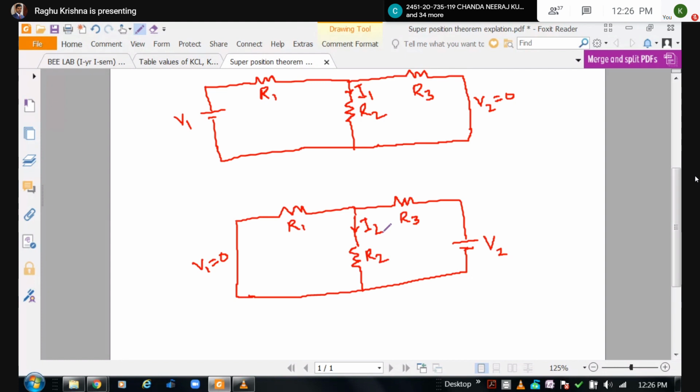So these two are very important diagrams. All of you write down these diagrams. All of you draw these diagrams, please. These are very important. Once you finish, you respond.